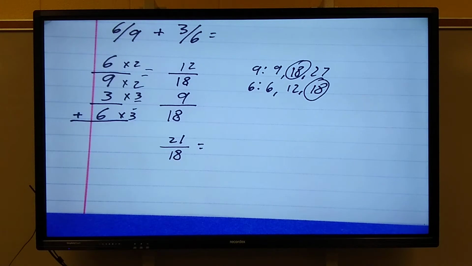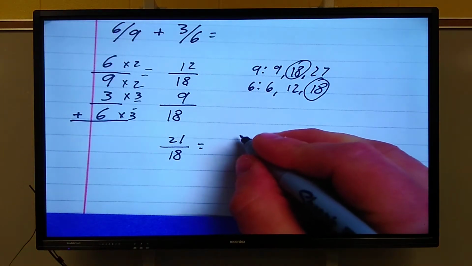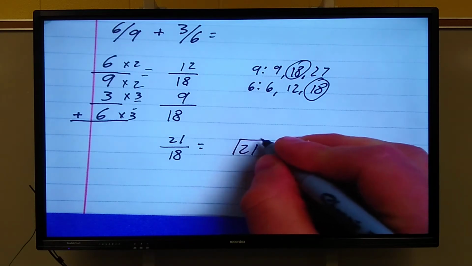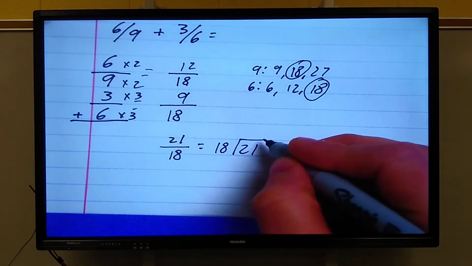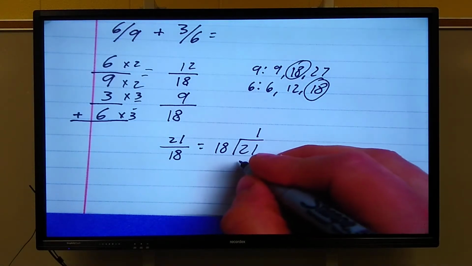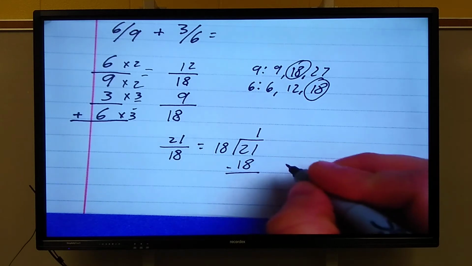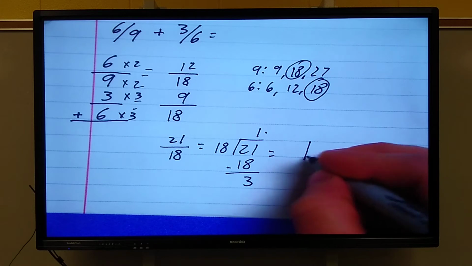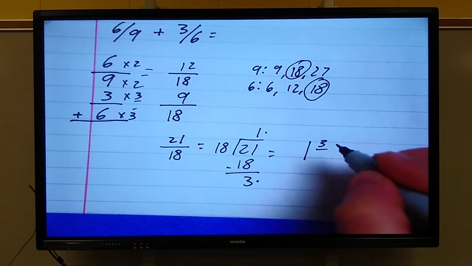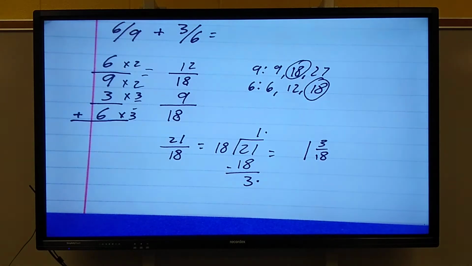Ask yourself, is it an improper fraction? Yes, it is. So, 21 divided by 18. Numerator divided by denominator. 18 goes into 21 one time. 1 times 18 is 18. 21 minus 18 is 3. Whole number is 1. Numerator is 3. Denominator is 18. Now, I got to ask myself if it is in simplest form.